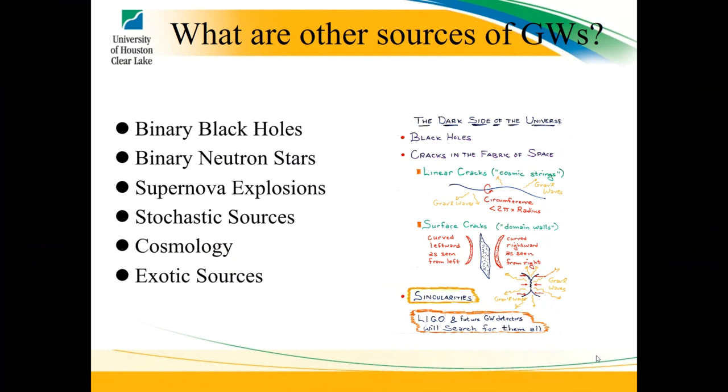And then another source is supernova explosions. Every time a star goes supernova, that could actually send out a pulse of gravitational waves, because all you need is a lot of mass moving really fast, and you get gravitational waves. And then there are what they call stochastic sources, like, for example, from cosmology.